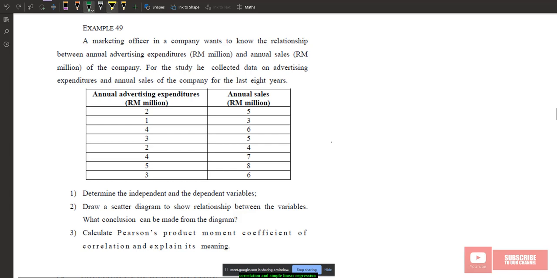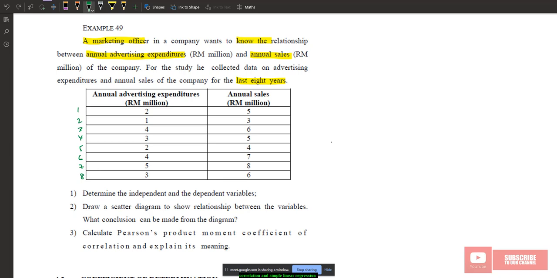In example number 49, a marketing officer in a company wants to know the relationship between annual advertising expenditure and annual sales of the company. For the study, he collected the data on advertising expenditure and annual sales of the company for the last 8 years. So we have 8 data: 1, 2, 3, 4, 5, 6, 7, 8.